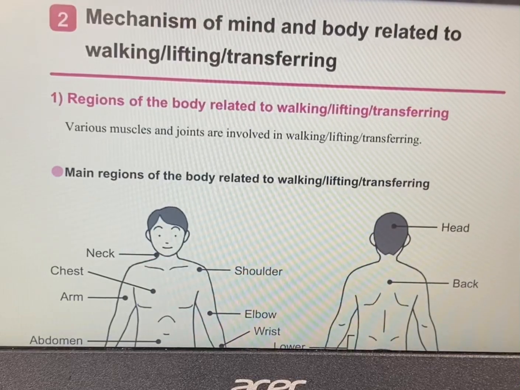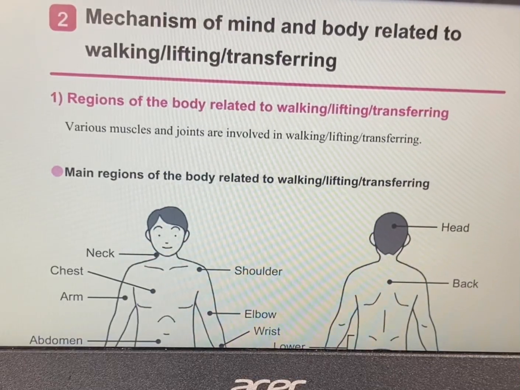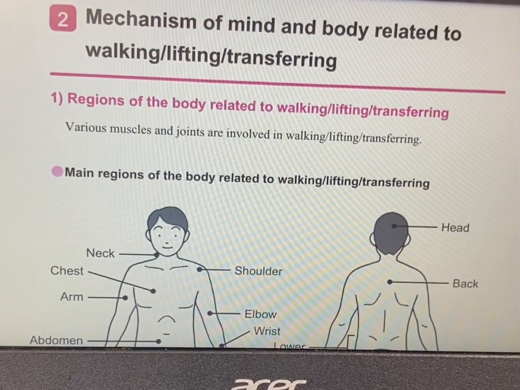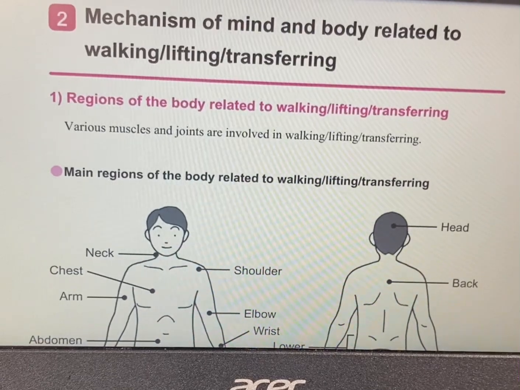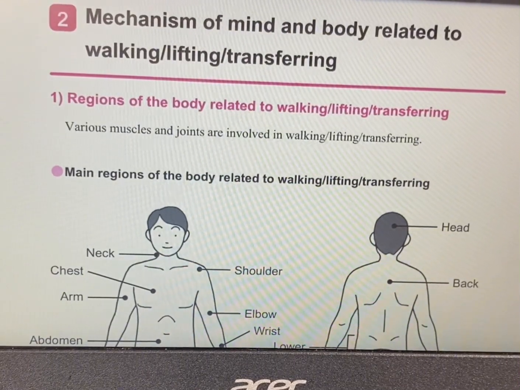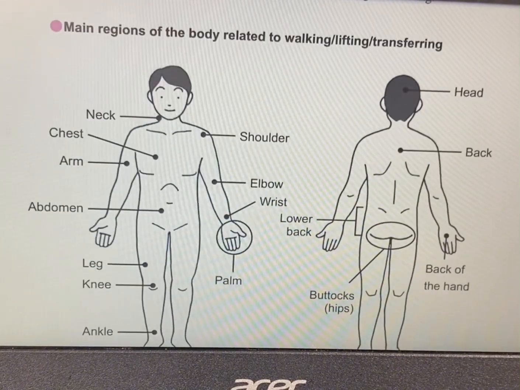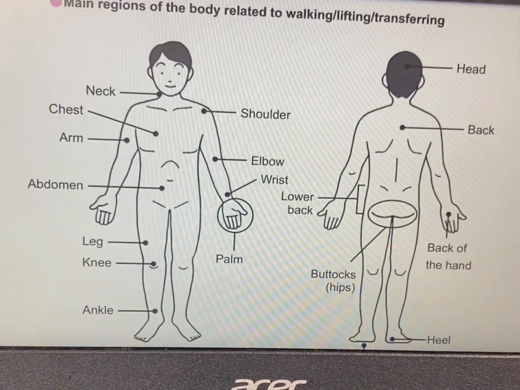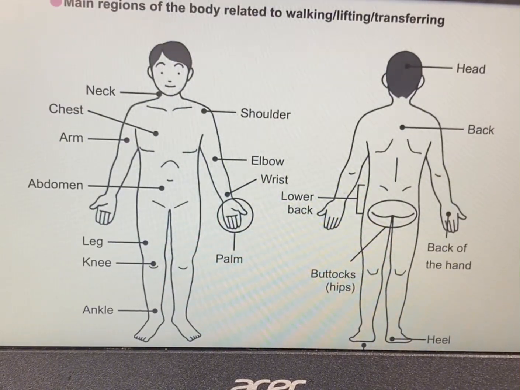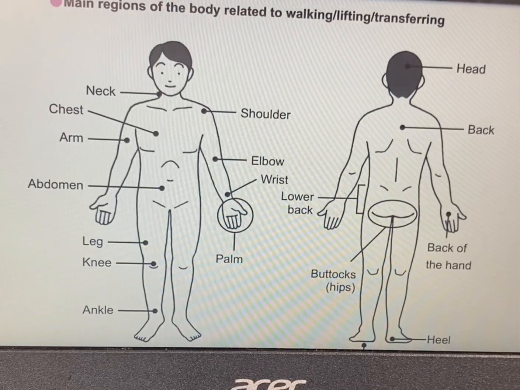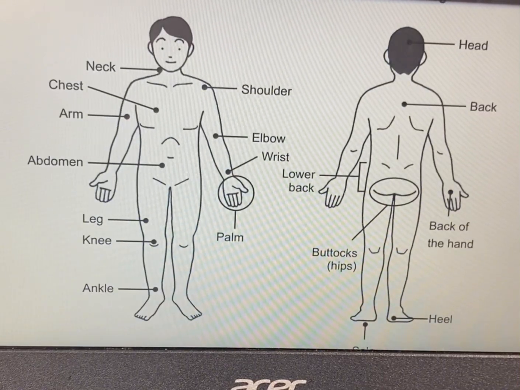Mechanism of mind and body related to walking, lifting, and transferring. When we are moving, there are various muscles and joints that are involved in walking, lifting, transferring. So, for example, this one. Memorize na lang po natin siya during the exam. We are familiar with this naman na.